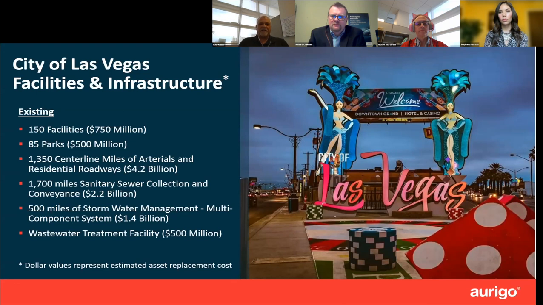As you can see from this slide, Public Works would manage every one of these types of contracts. We have over 150 facilities, 85 parks, almost 1,400 miles of arterials and residential roadways, sanitary sewer systems, a very robust stormwater collection system with multiple components, and a full water treatment facility. Every one of these types of projects may have architectural needs, civil needs, and different types of oversight needs. If you can go to the next slide, please.